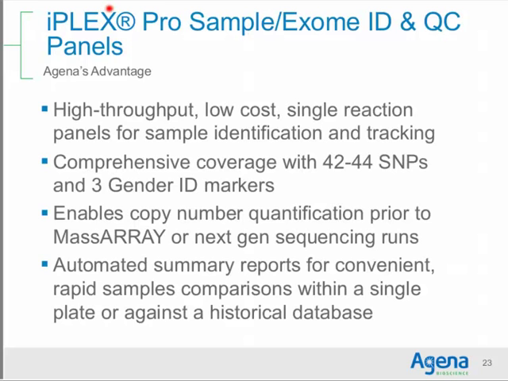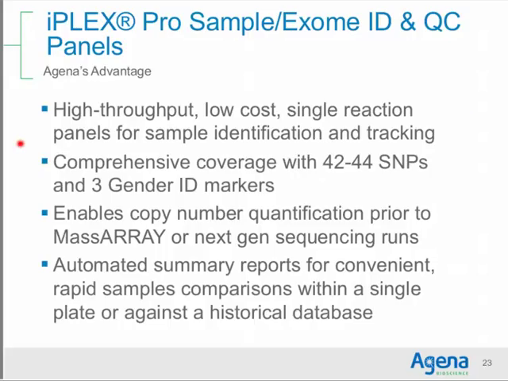Okay, so what do you get from Agena's iPLEX Pro Sample ID and Exome ID and QC panels? Well, they're single reaction panels allowing high throughput, low cost sample identification and tracking, whether it be sample matching, disease and tumour matching, or next generation sequencing and array workflow control. Comprehensive coverage with 42 to 44 SNPs and 3 gender ID markers gives us 10 to the -18 power of identification, and more than enough power to do tumour and normal pair matching.